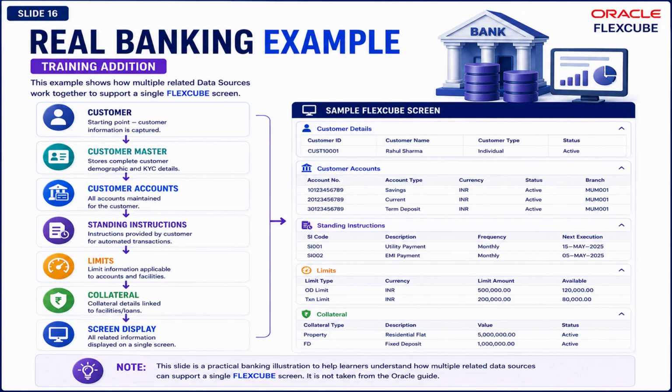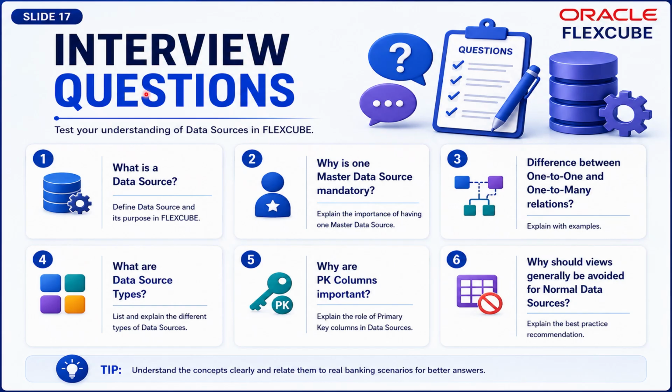Interview questions. Let us quickly review some important interview questions. What is a data source in Oracle FLEXCUBE ODT? Why must every screen have one and only one master data source? What is the difference between a one-to-one and a one-to-many relationship? What are the 4 data source types supported by ODT? Why are primary key columns important? And finally, why should database views generally be avoided for normal data sources?